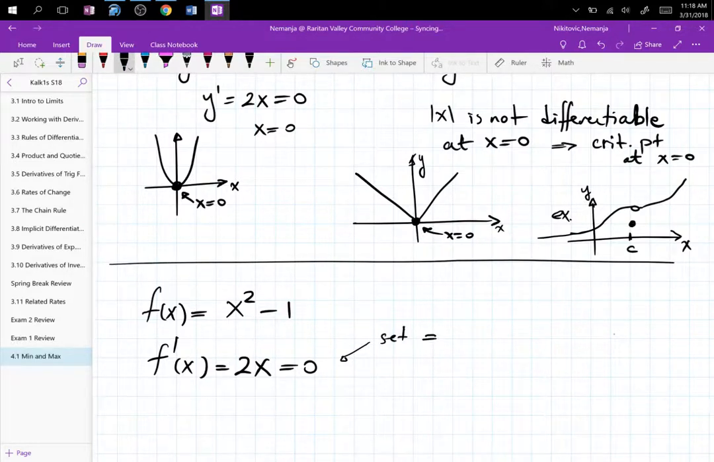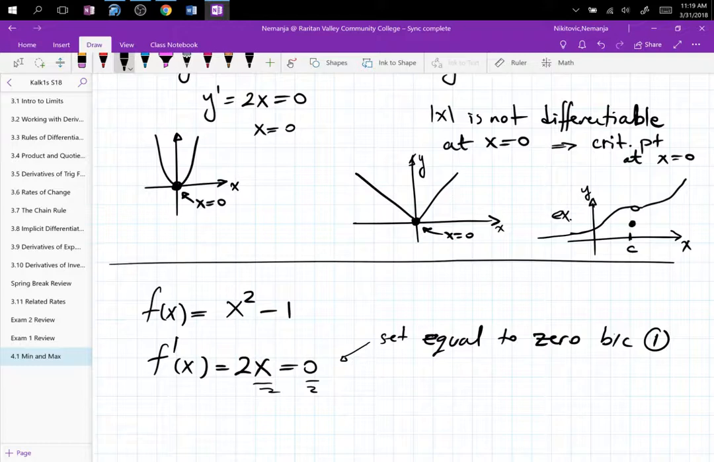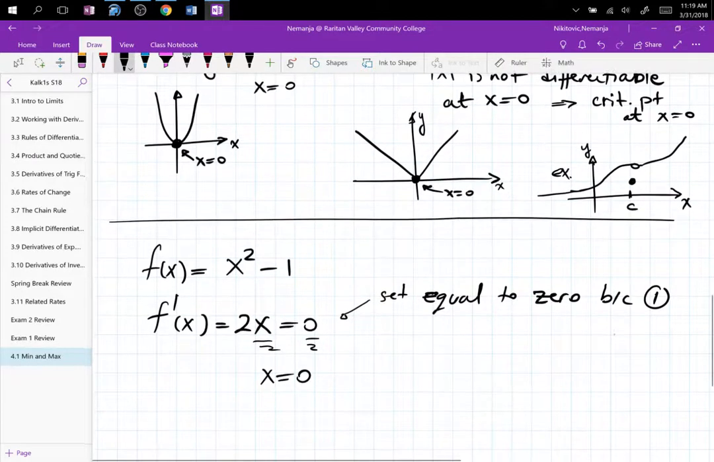Set equal to 0. We also know that with polynomials nothing weird happens: no asymptotes, no spikes or cusps or anything like that. So we don't have to worry. When we have polynomials, it's just the first rule and we're done. So we divide both sides by 2 and get x equals 0.